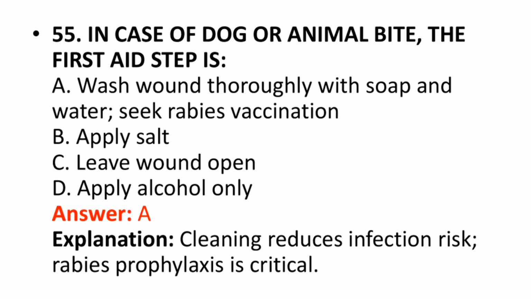In case of dog or animal bite, the first aid step is option A, wash wound thoroughly with soap and water, seek rabies vaccination. Option B, apply salt. Option C, leave wound open. Option D, apply alcohol only. The correct answer is option A, wash wound thoroughly with soap and water, seek rabies vaccination. Cleaning reduces infection risk. Rabies prophylaxis is critical.